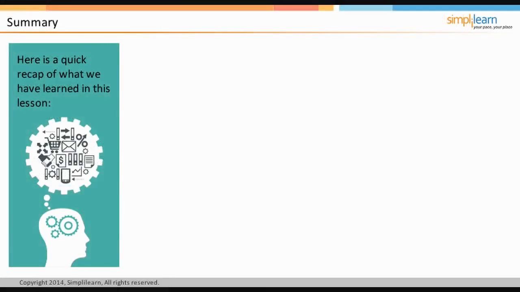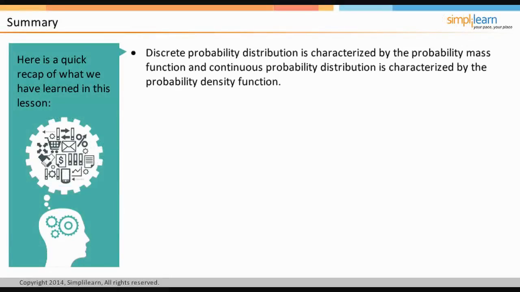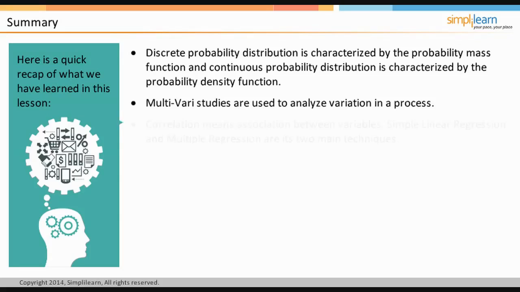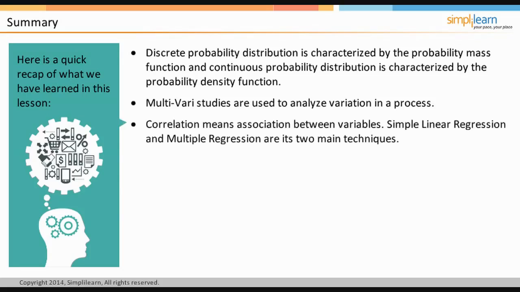Let us summarize what we have learned in this lesson. Discrete probability distribution is characterized by the probability mass function, and continuous probability distribution is characterized by the probability density function. Multi-Vari studies are used to analyze variation in a process. Correlation means association between variables. Simple linear regression and multiple regression are its two main techniques.